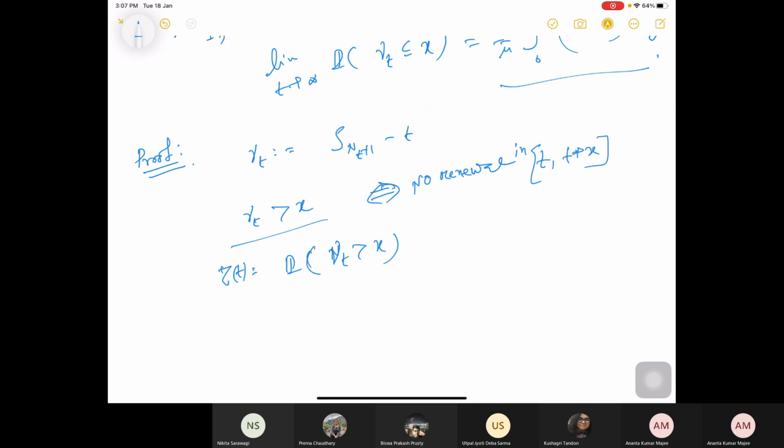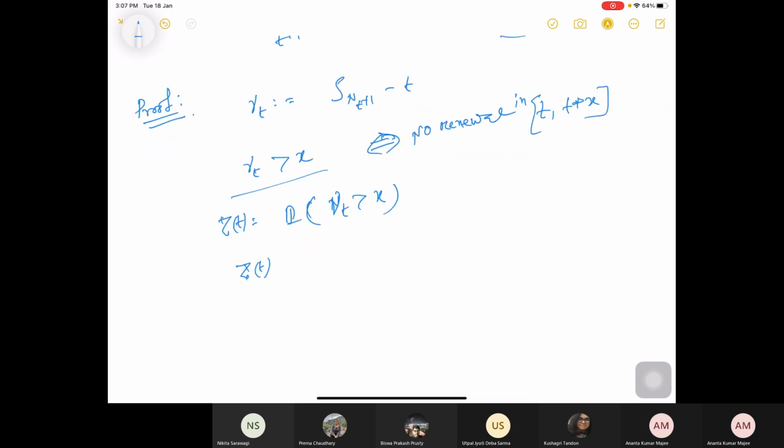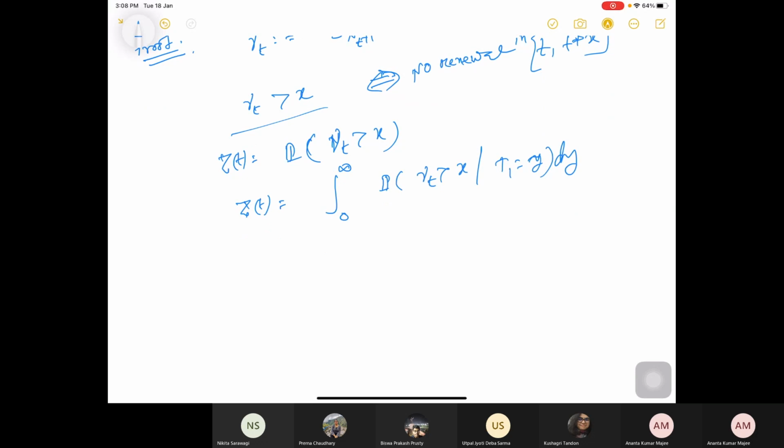These things I am considering for Z_t. So I can write down my Z_t as the integral from 0 to infinity of the probability that nu t is greater than x, given T1 is equal to y, times dF of y, is it not? Conditioning on the first renewal T1. Now y lies between 0 and infinity, x is fixed, and t is also fixed in this case.